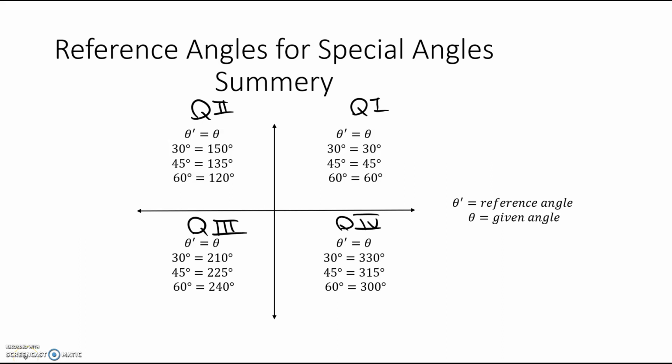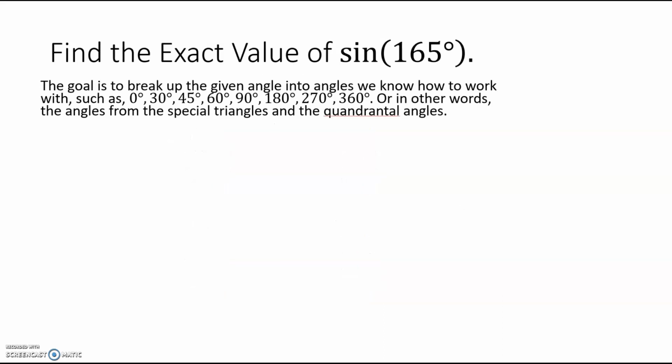All right, this is part 2 of section 9.2. We are talking about using reference angles to find sum and difference identities. So what you want to look for are these angles right here to use within your sum and difference identities.